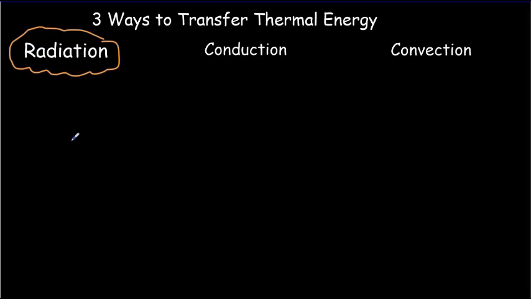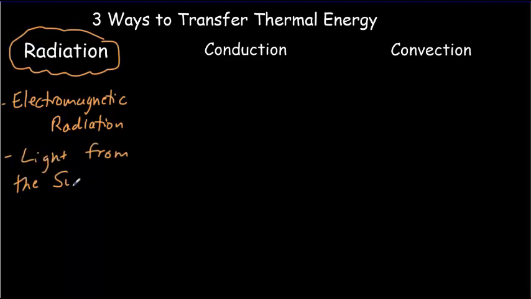For right now, I just want to mention that all objects emit some electromagnetic radiation. And then this radiation can be absorbed by other bodies and the heat can be transferred. So light from the sun reaches us via electromagnetic radiation. And as it turns out, the region of the electromagnetic spectrum that's most effective for transferring heat energy is the infrared region.